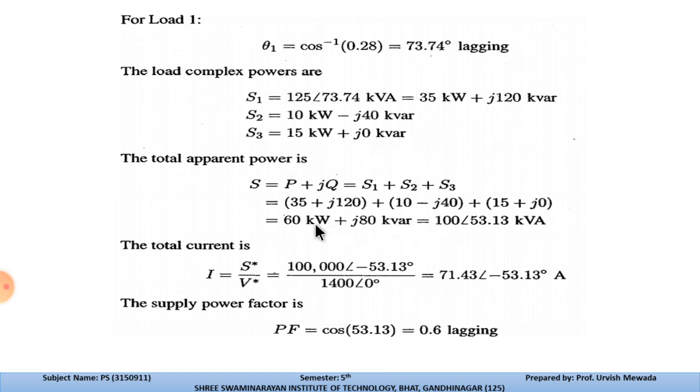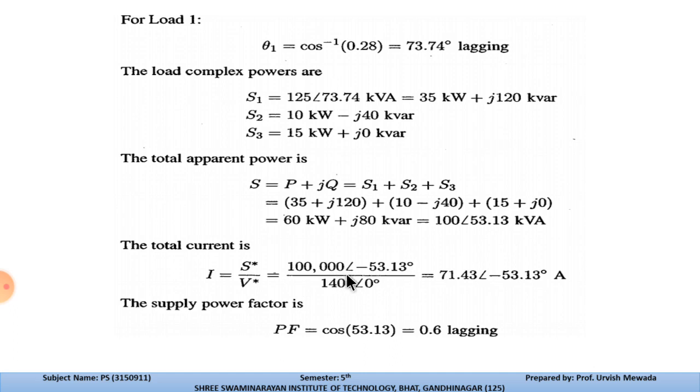So from this A plus jB form, we convert into R angle theta, so that will become 100 angle 53.13 kVA. So this is the total apparent power of the circuit. Now for the total circuit, from this apparent power, the equation is I is equal to S conjugate by V conjugate. So S conjugate is taken as 100 kVA, with three zeros additional.